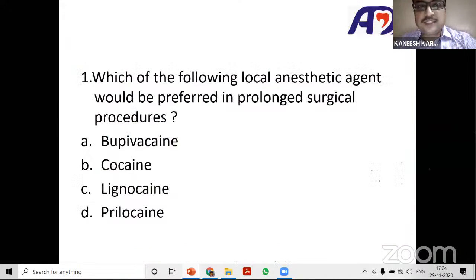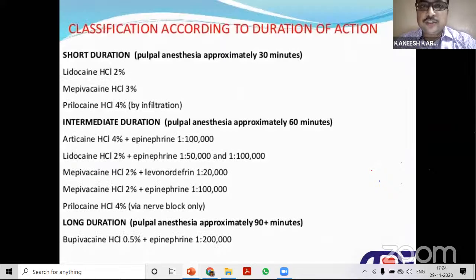So moving on to the questions. Which of the following local anesthetic agents would be preferred in prolonged surgical procedures? Yeah, the answer is bupivacaine. Okay. So classification according to the duration of action: short duration, intermediate duration, and long duration. Short duration is 30 minutes. Intermediate duration is 60 minutes. That is lignocaine with adrenaline, which is intermediate duration. That is what we regularly use.